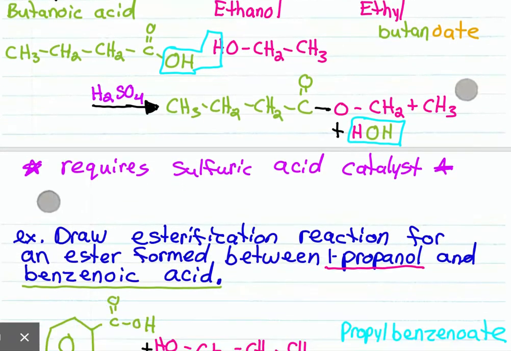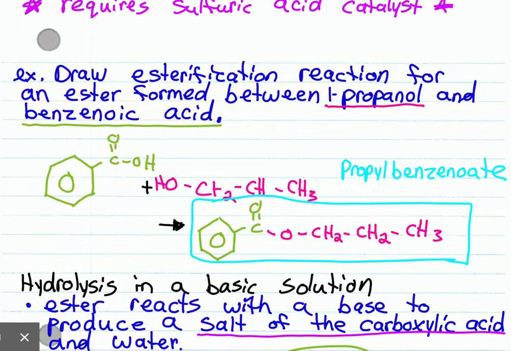So let's look at another example. Here's another example: an esterification reaction for an ester that forms between 1-propanol and benzoic acid. Benzoic acid is a benzene ring with a carbon and then that carboxylic acid functional group. 1-propanol is 3 carbons with the hydroxyl on carbon 1. So what happens is, again, this oxygen and this hydrogen meet up, they leave, and everything gets connected here, and we make this ester, propyl benzoate.